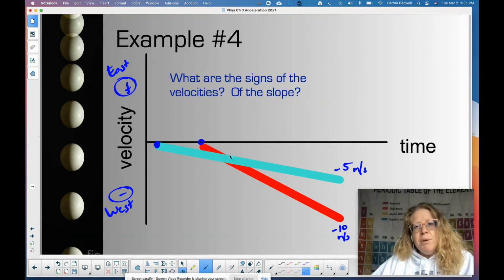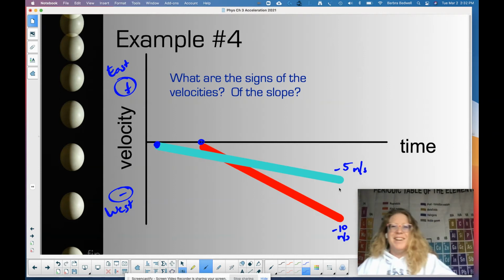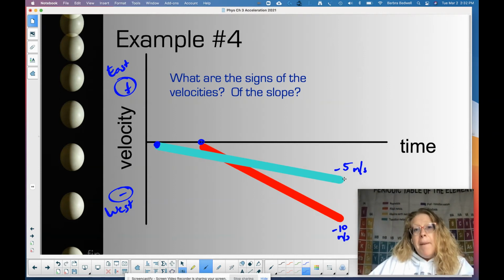So it's going from 0 to -5. Well, what does that mean? Well, it means it's speeding up. It's going from 0 to -5. It's just going from 0 to -5 in the westerly direction. It's going that way as opposed to that way, whatever it is. So it's speeding up, but it's going west as opposed to that same line kind of angling up going to the east. So let's take a look at our slopes here now.